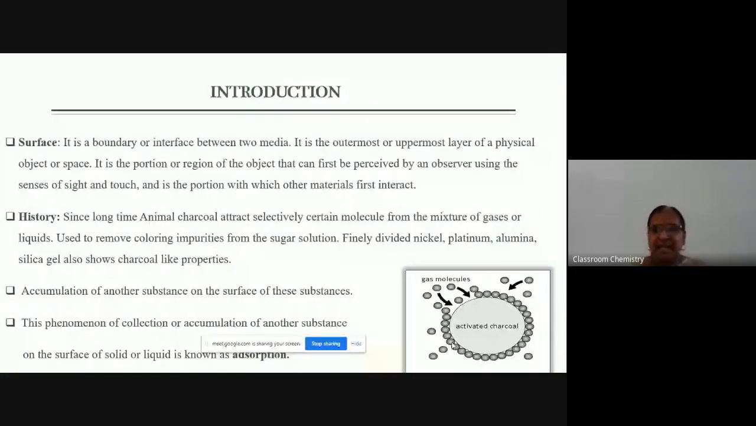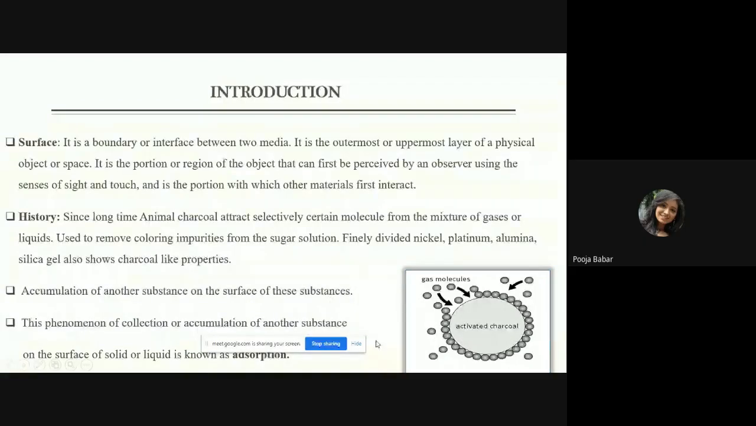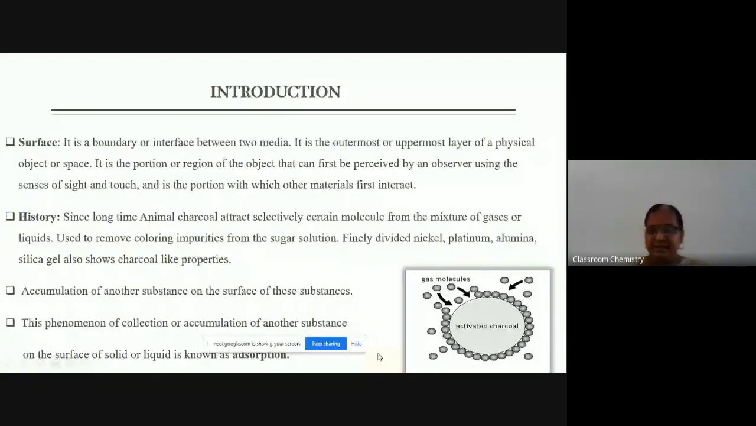Understand? समजलं adsorption म्हणजे काय ते? Yes, ma'am. Yes, ma'am. काय Yes, madam. reply येत नाही तुमचा? समजते?